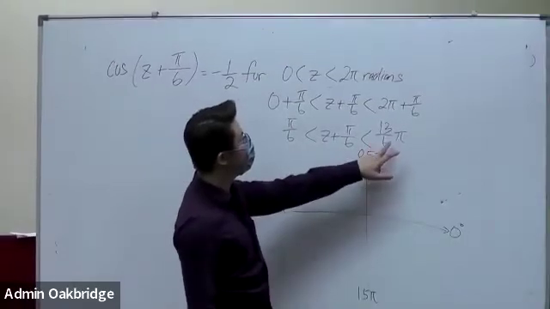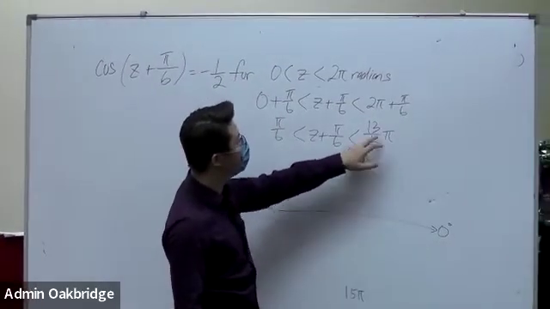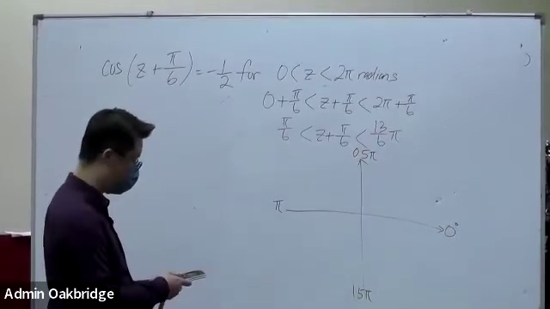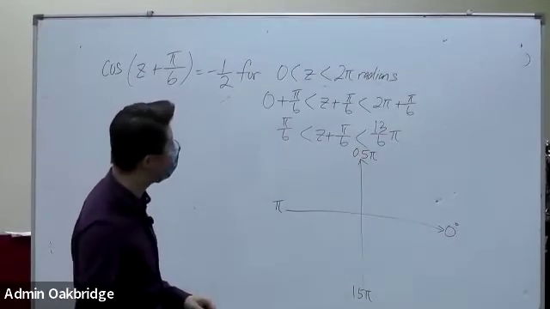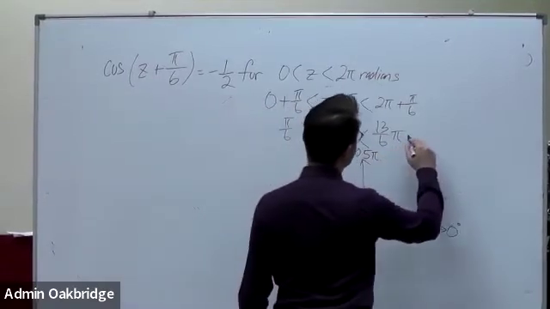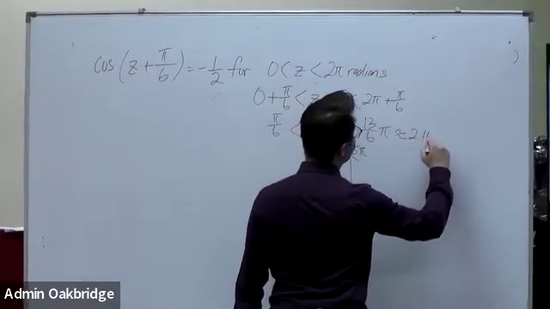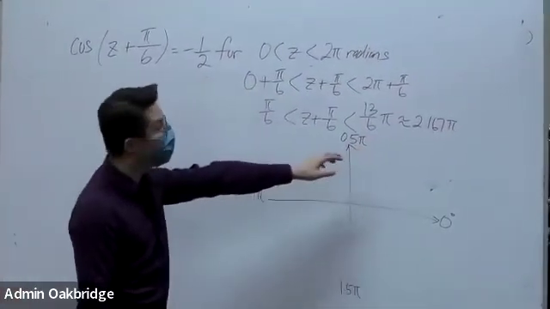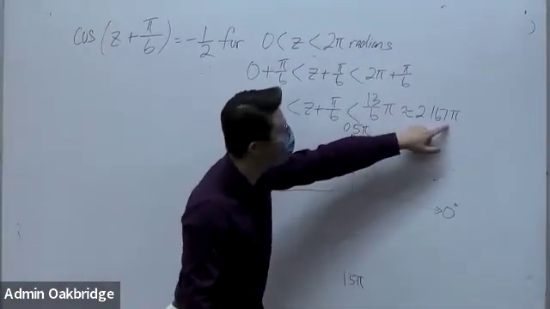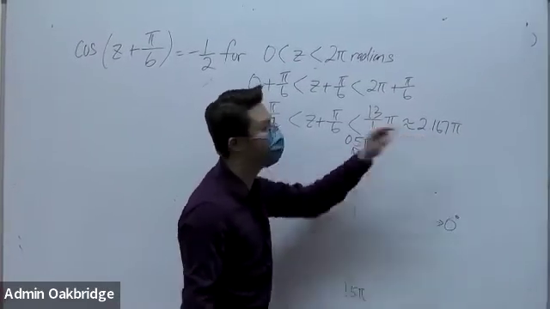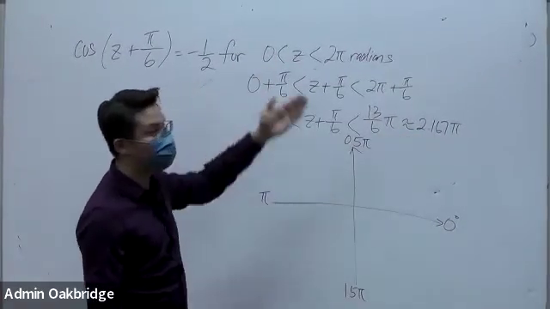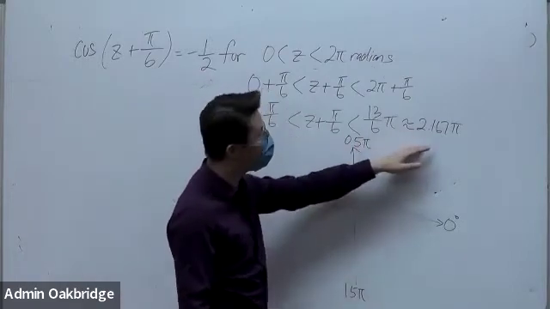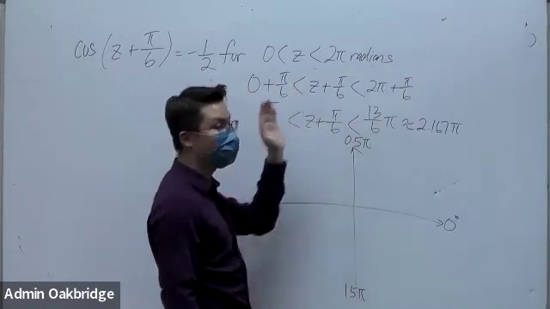Okay, 13 over 6 is around what value here? 13 over 6 is 2.167. So always try to change the fraction into decimal first, so that you know the size of this value is around 2.167 pi. That means it's more than 2 rounds already, right? 2 pi is 1 round, so 2.167 is more than 1 round already.